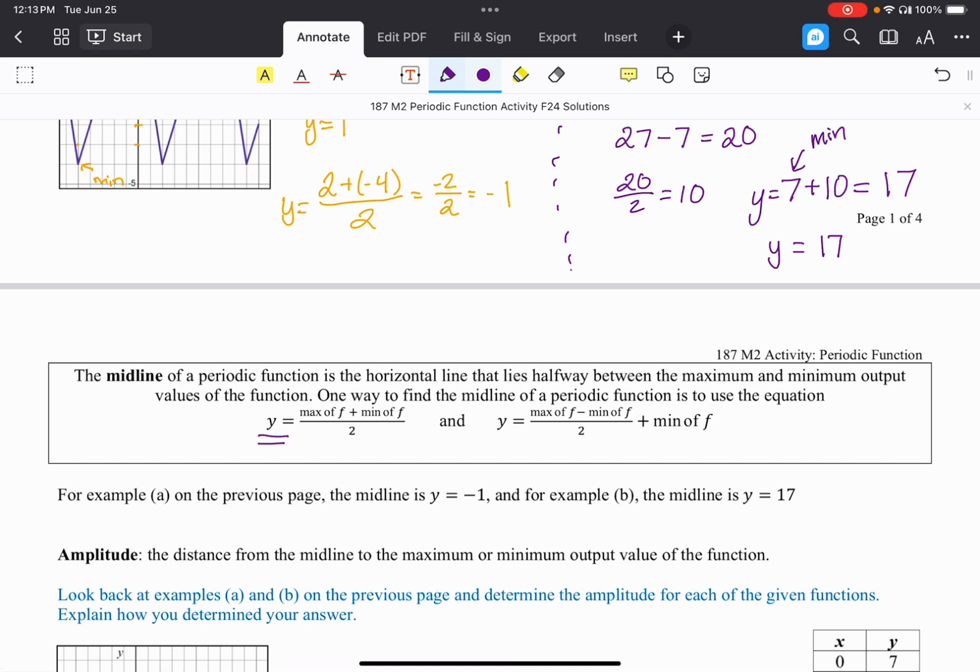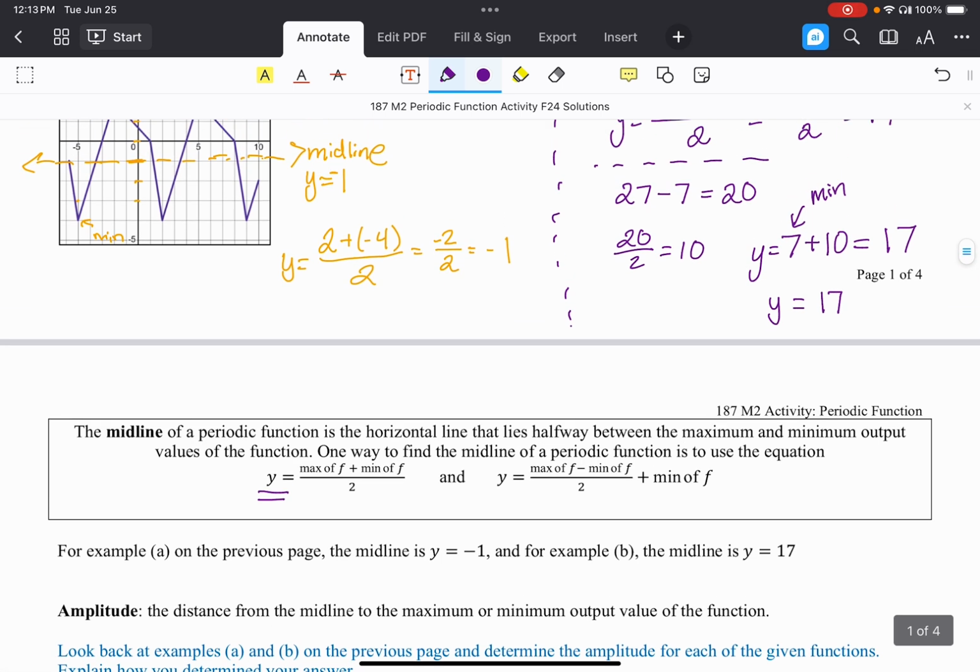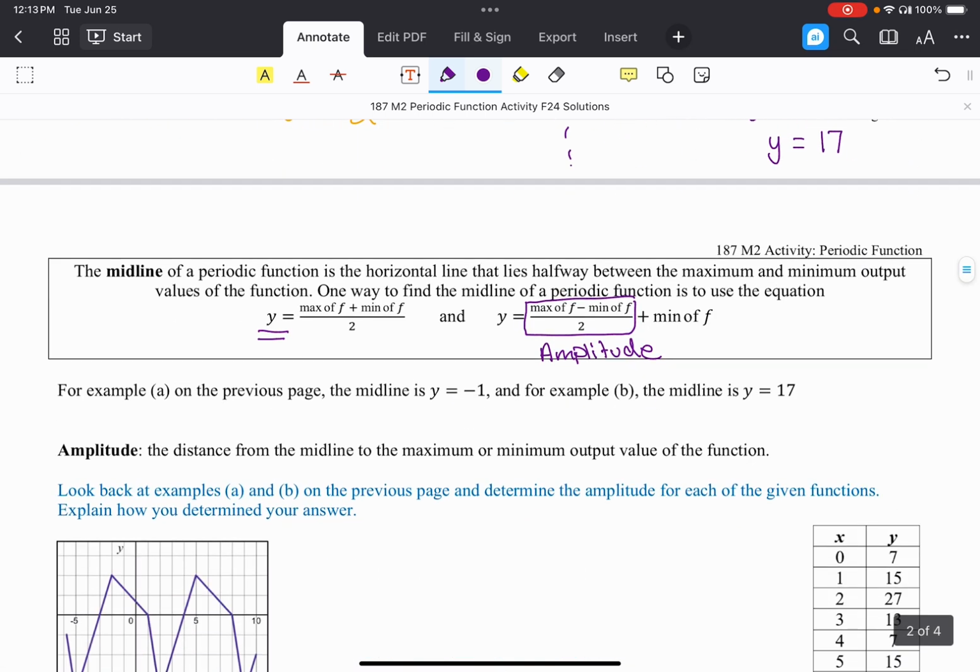Now, what you're actually finding when you do that distance between the min and max and take half of it actually has a special name. This right here is our amplitude of the periodic function. The amplitude is the distance from the midline to the maximum output or minimum output value of a function. I like to think of it as half of the distance between the max and the min.